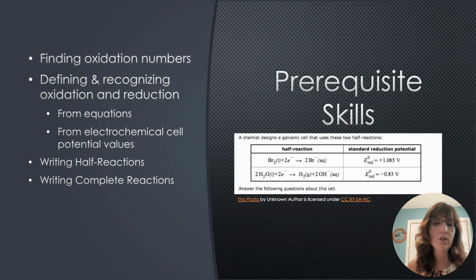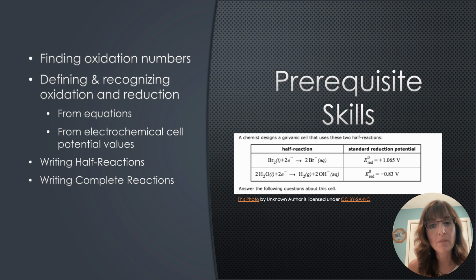I'm jumping in to the middle of an electrochemistry unit, so I'm going to assume that we've already covered these prerequisite skills. First of all, I'm going to assume that the students know the rules for finding oxidation numbers. I'm going to assume that they can define and recognize oxidation and reduction, both by looking at equations and by looking at the electrochemical cell potential values. A student should be able to look at an equation and recognize that if the value became positive, it was oxidation, and if the value became negative, it was reduced.